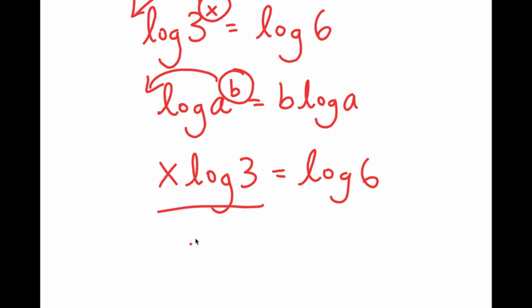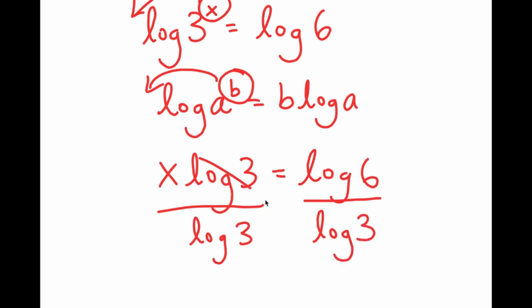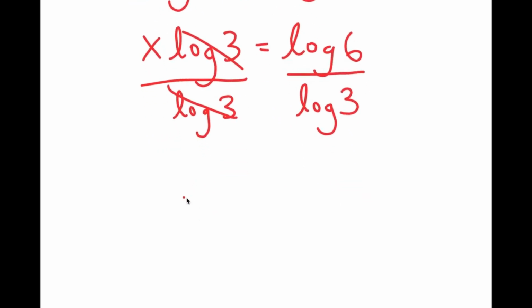Now from here, I can divide both sides by log 3. So then these two cancel out, and I get x is equal to log 6 over log 3.